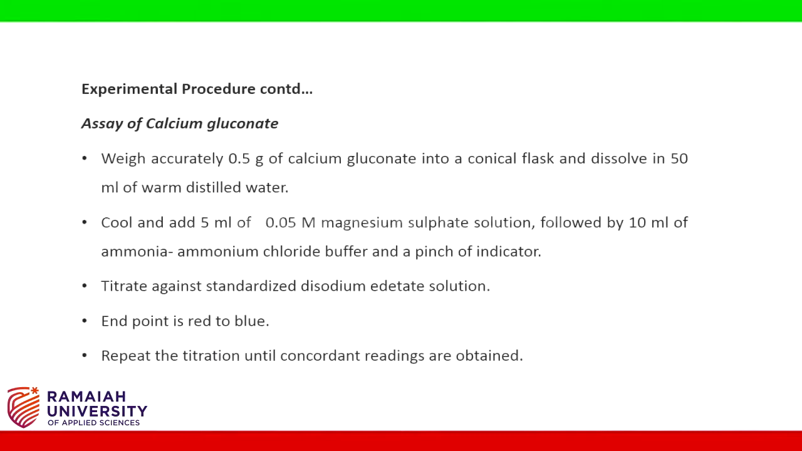Assay of calcium gluconate. Weigh accurately 0.5 grams of calcium gluconate into a conical flask and dissolve in 50 ml of warm distilled water. Cool and then add 5 ml of 0.05 molar magnesium sulfate solution followed by 10 ml of ammonium chloride buffer solution and a pinch of indicator. Titrate against standardized disodium edetate solution. Endpoint is red to blue. Repeat the titration until concordant readings are obtained.